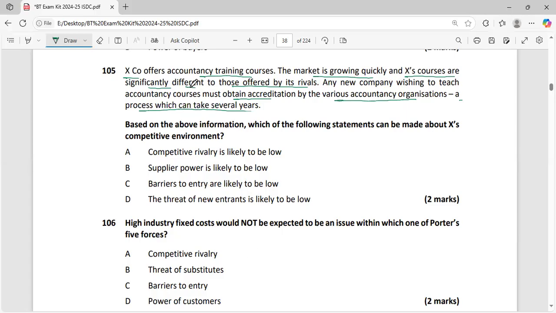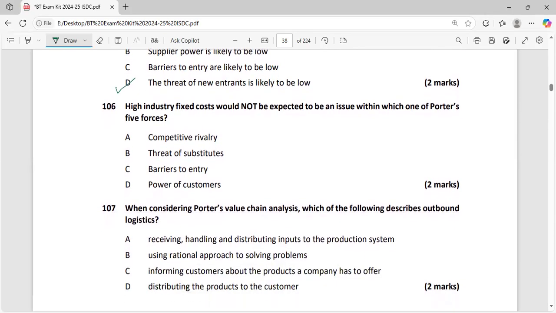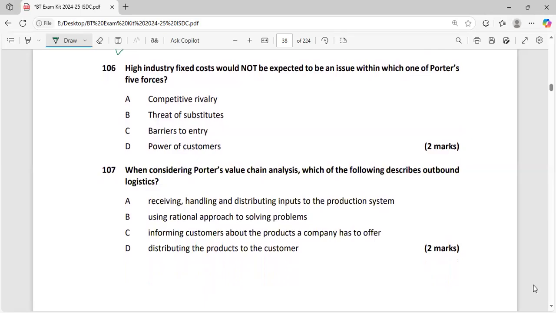They are going to offer services significantly different to those of its rivals. Any new company wishing to teach must obtain accreditation by various accountancy organizations, which is creating another differentiation. It is not an easy process and can take several years. So you are going to offer a differentiated service which will not attract new entrants to enter the market, because they have to wait a long time and definitely incur significant cost on it.